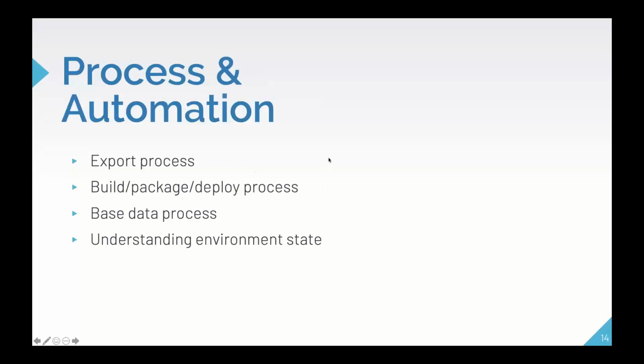So talking about the process and what we're going to automate. The first thing that we're going to do is get the code into source control, and how we're going to do that is using an export process. So we're basically going to write a pipeline that will export our solution package and then commit it to Git. So we have it in source control. So that's the first piece.